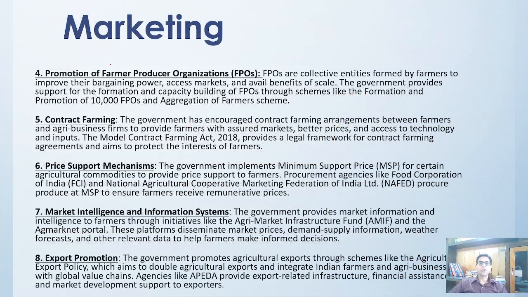Then farmer produce organizations. These are collective entities formed by farmers to improve their bargaining power. There are around 10,000 farmer produce organizations. We have to promote these organizations, and they should act like a cartel. Farmers themselves act like a cartel. So the government needs to provide support so that the capacity of farmer produce organizations increases, so that they have very good bargaining power.